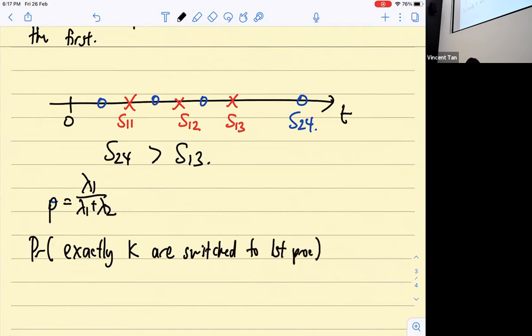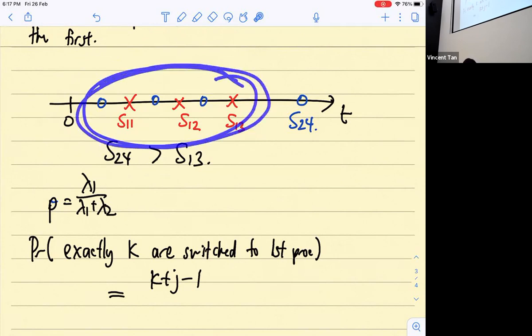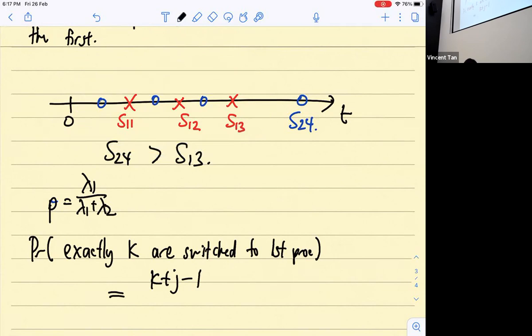Okay, so we have a total of K plus J minus 1. Here we have 6 in total, and we need K of them to be switched to the first process. So that's P to the power K, times 1 minus P to the power K plus J minus 1 minus K, which can be simplified to J minus 1.